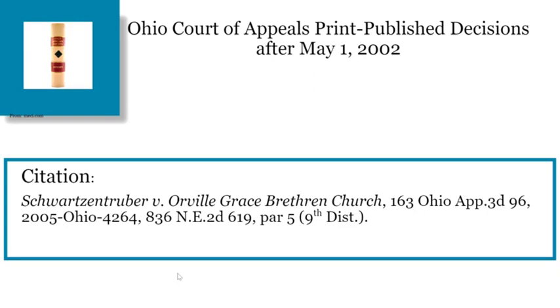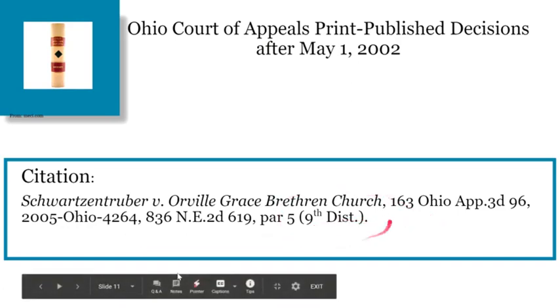For print published decisions after May 1st, 2002, the case name is followed by the decision's location in the official reporter, the website number including the date, and all parallel citations. In addition, the appellate district from which the opinion was issued is now required, which you will see 9th District there.